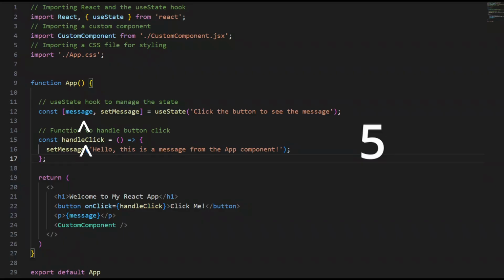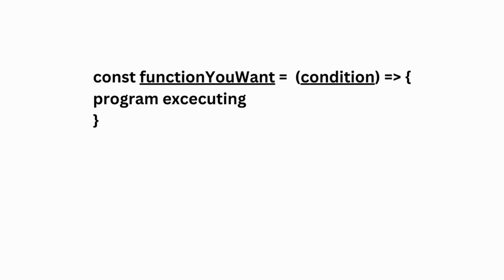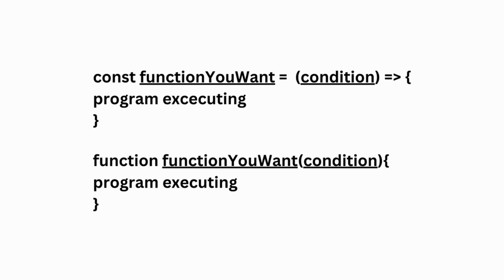The JavaScript function will look something like this. Curly bracket, function, curly bracket, which when put in the HTML tag will look something like this. Then this function will be defined usually at the top of the return function, which is step 5, coding the backend. Defining it is like programming regular JavaScript. It has the following forms: const function you want equals condition, arrow, the program it executes, or function you want, condition, then the program it executes.